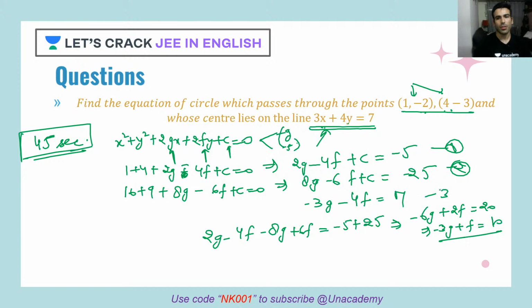Let's solve the third equation and this equation. Again subtract. When we subtract, what do I get? Minus 5f is equal to 7 minus 10. So what is my f? f is minus 3 by minus 5, so this will become plus 3 by 5.